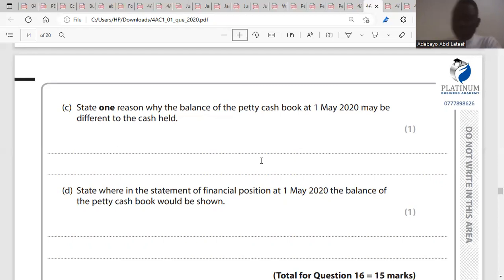You know, that's why it may not balance. It may not be equal. Listen, if you are given $100 to spend as petty cash, as soon as you give money out, you get a receipt. Yes or no? Okay. So at the end of the day, you have a receipt of $50. It means you should have $50 with you.